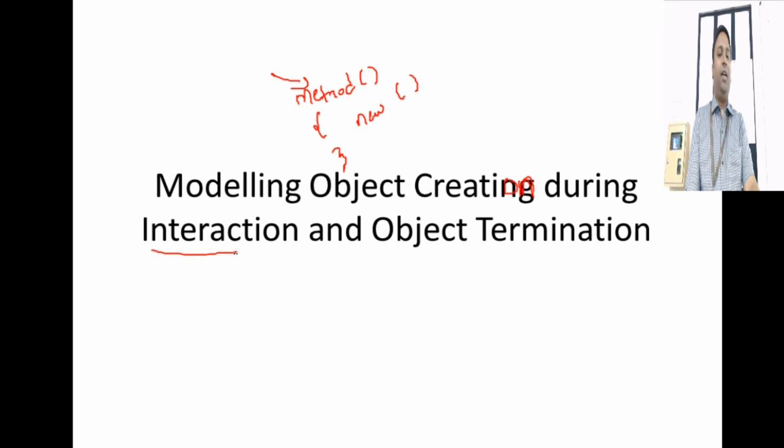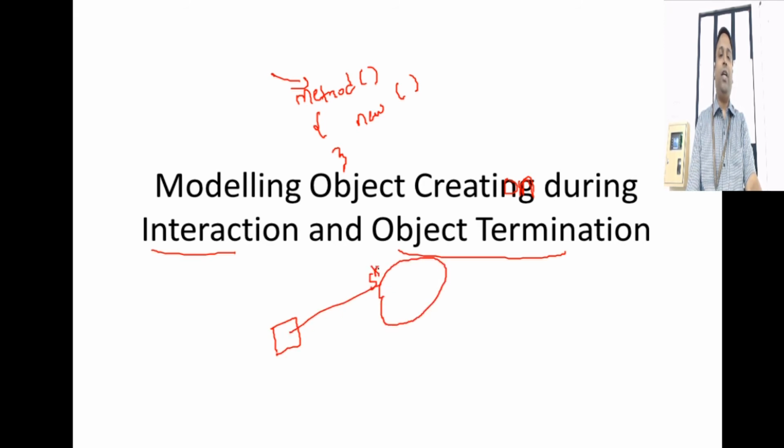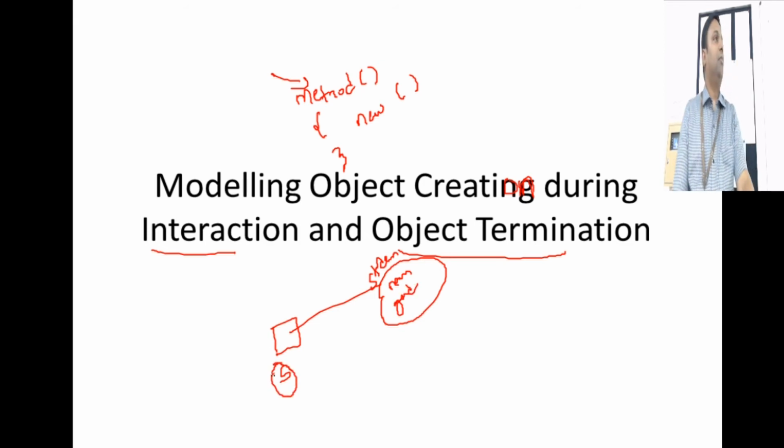During interaction, and another thing is object termination. An object can also be terminated. For instance, when you create an object, there is a reference to an object created on the heap. Say if this is a student object, and if I say S is equal to new student, there can be a name for the student and then some gender for the student. So the reference will be on the stack. So S is a variable pointing to a dynamic object allocated on the heap.